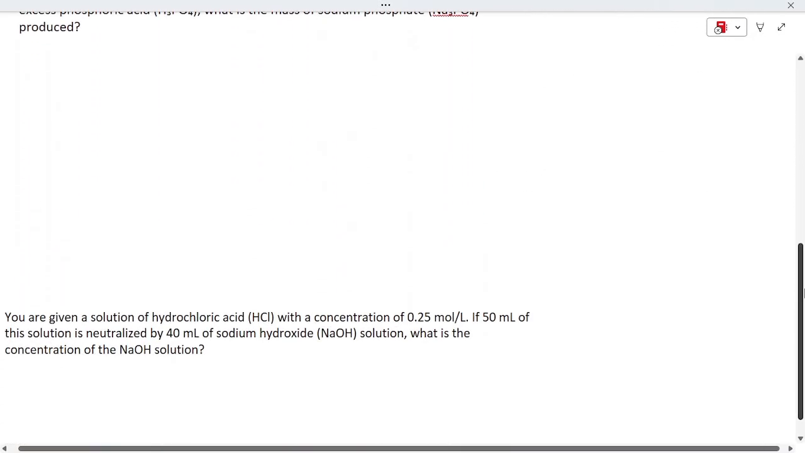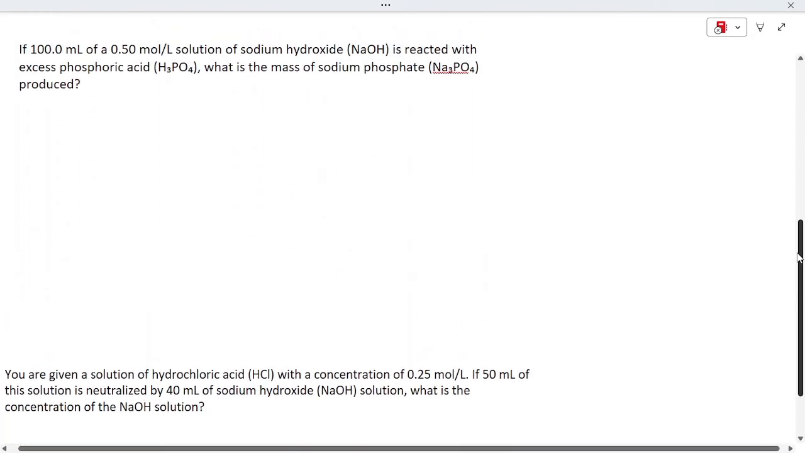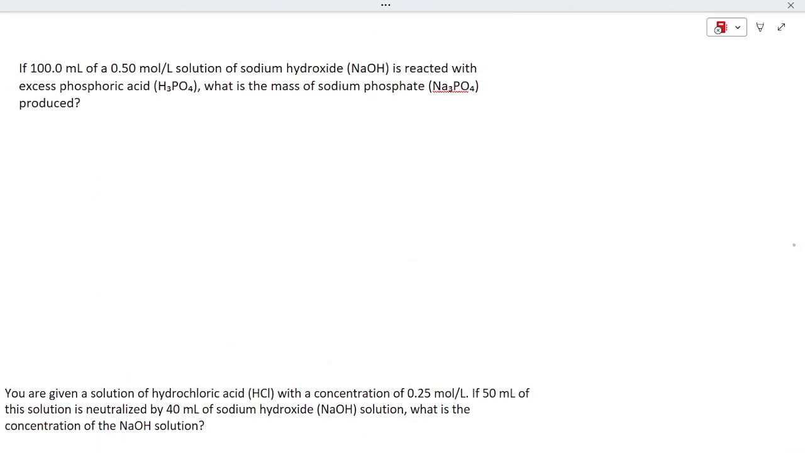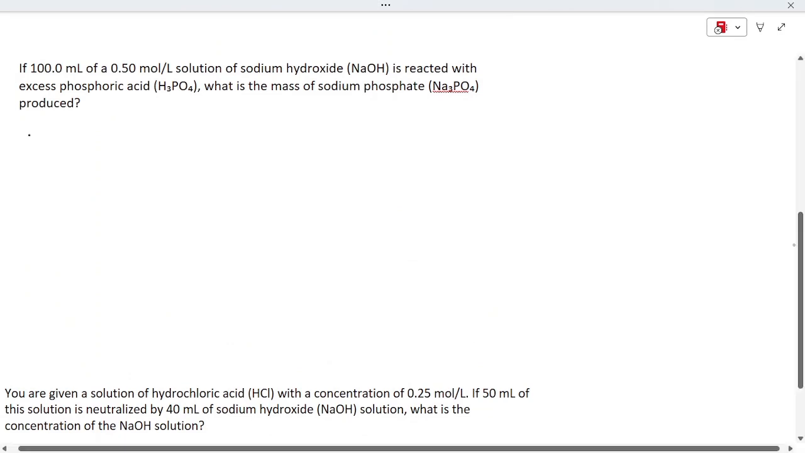Alright, so let's do exactly the same thing for question number 2. Now this is a reaction between sodium hydroxide and phosphoric acid.